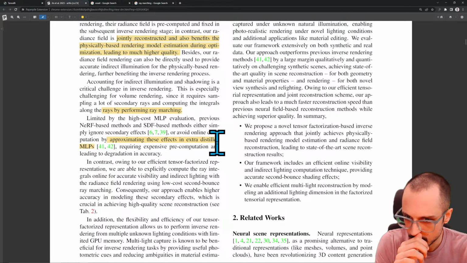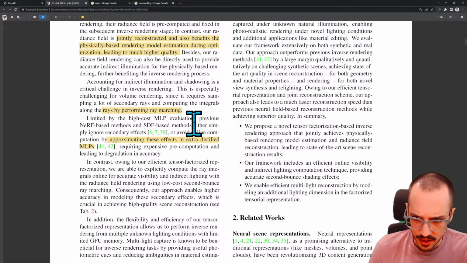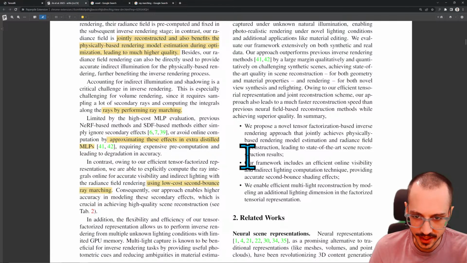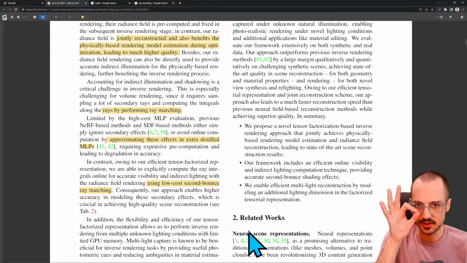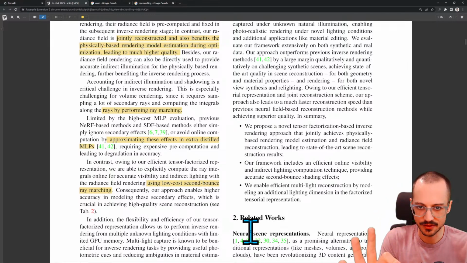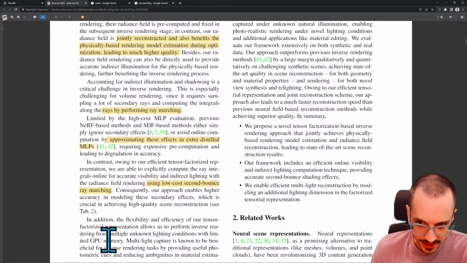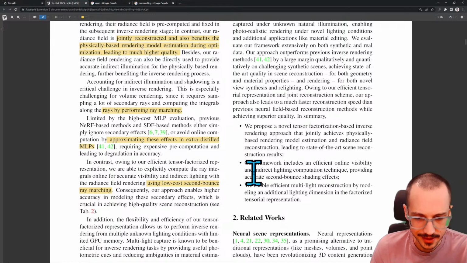In contrast, owing to our efficient tensor factorized representation, we are able to explicitly compute the ray integrals online for accurate visibility and indirect lighting with the radiance field rendering using low-cost second bounce ray marching. Okay, so I haven't heard about second bounce ray marching, but it probably refers to the first bounce being when it first comes out of the camera, and then when it hits the mesh, you have a second bounce. It's the second bounce, the first time it bounces off an object. But in order to calculate that second bounce, you're going to need to know what the normal vector to that object is, which most NeRFs do not give you.